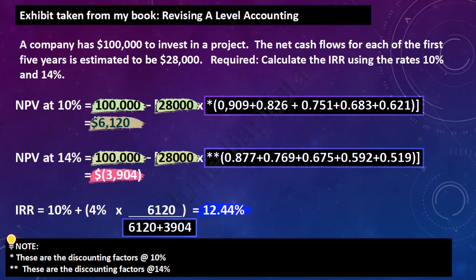Note the denominators: 6,120 plus 3,904 should be taken as positives or absolute values, ignoring the negative sign.